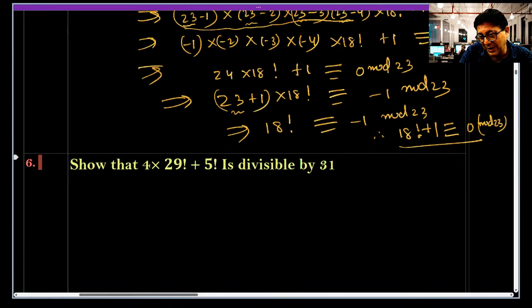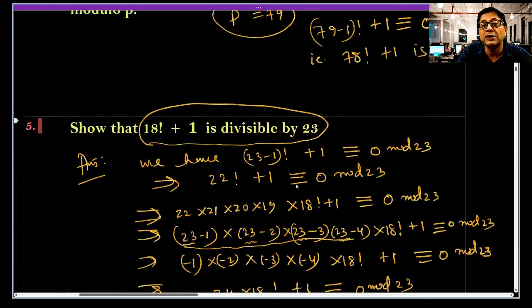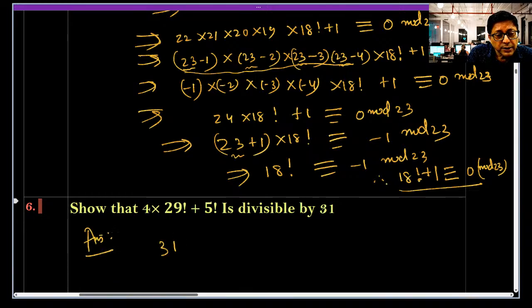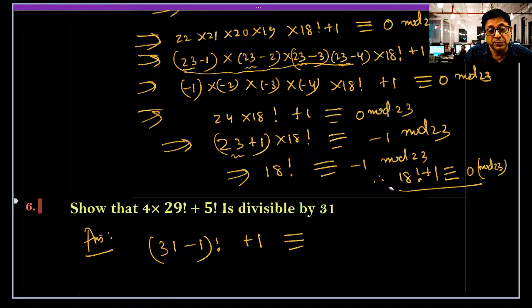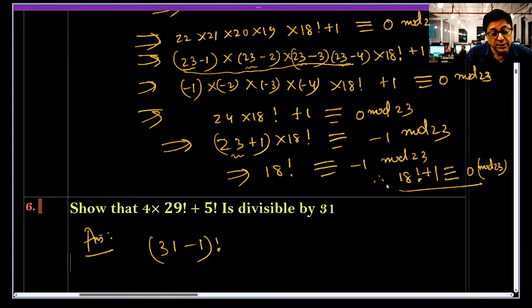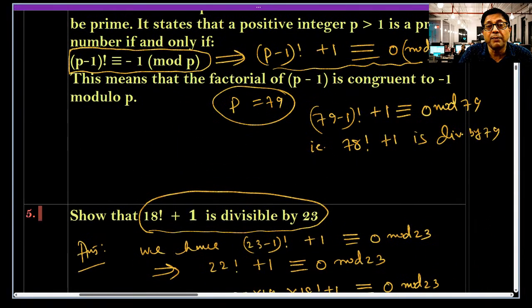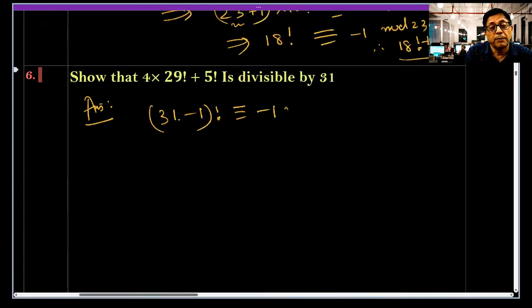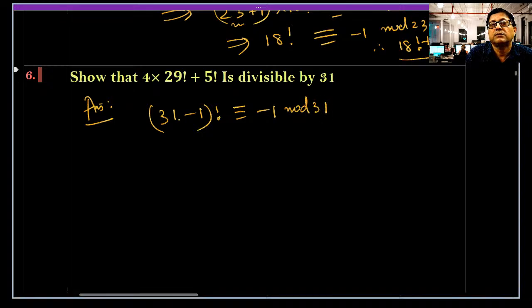What to start from? 31 related. In the previous sum, 23 was related, and I started with 23 minus 1 factorial. You start in the same manner, isn't it? 31 minus 1 factorial plus 1 congruent with, you can write minus 1 also. It's up to you. By this theorem, you remember, it is congruent with minus 1 mod p. So write minus 1 mod 31.